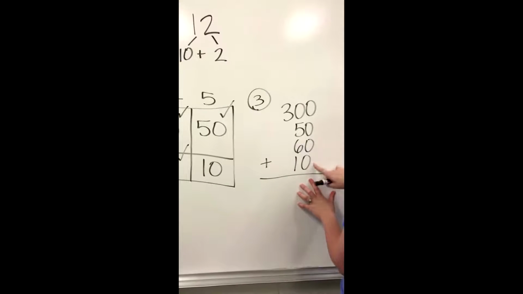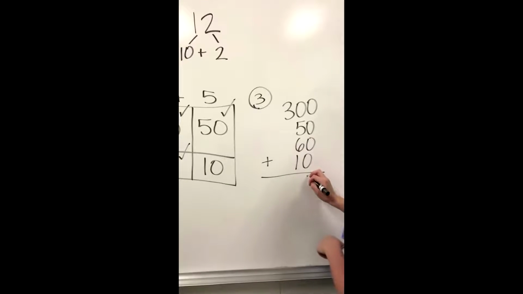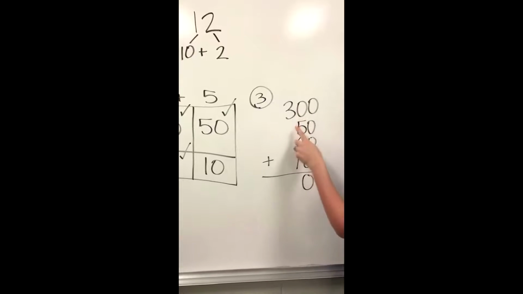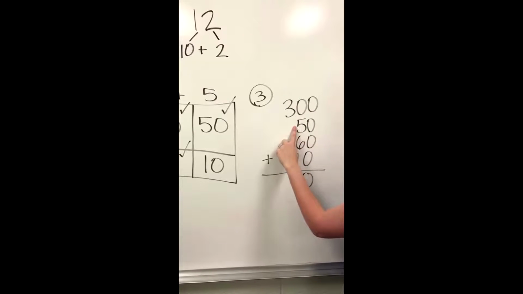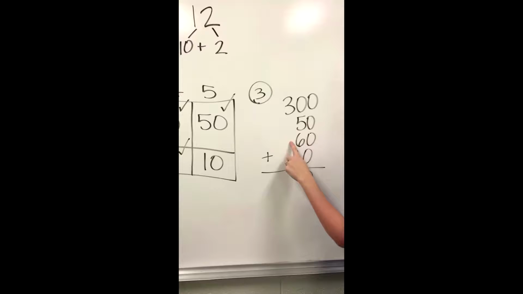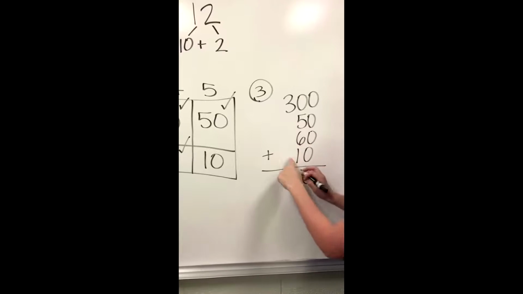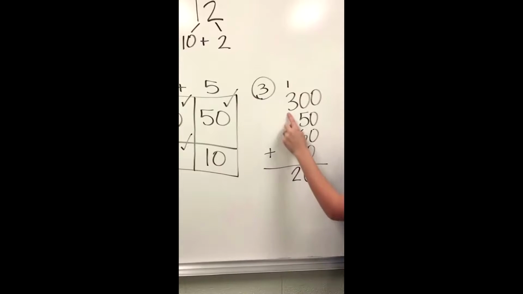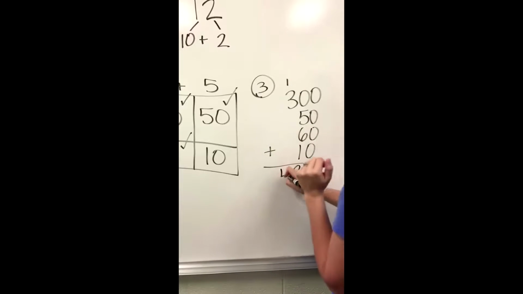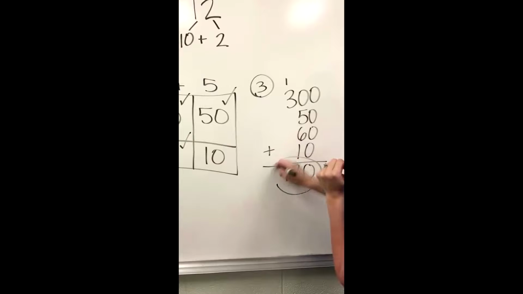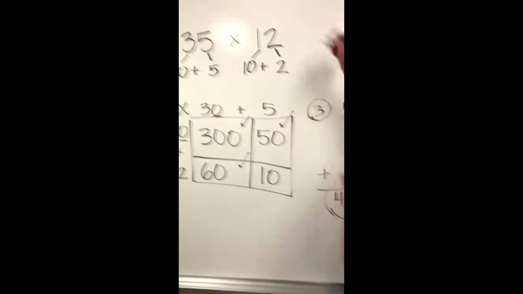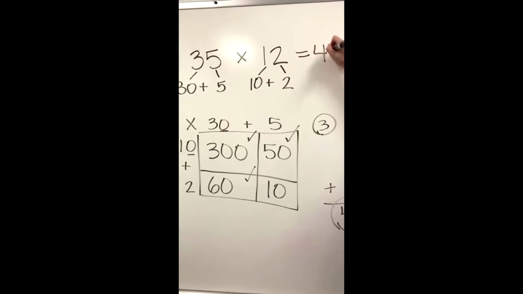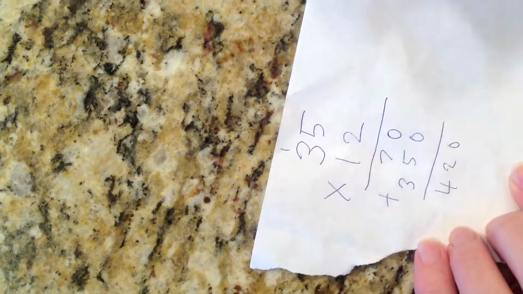0 plus 0 plus 0 plus 0, those are zeros all the way down, so 0. 0 plus 5 is 5. 5 plus 6 is 11. 11 plus 1 more is 12. Bring that 2 and carry that 1 to the hundreds. 3 plus 1 is 4, and that is your answer. 35 times 12 equals 420. So 420 is the answer.